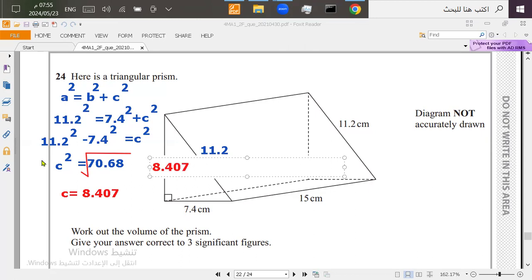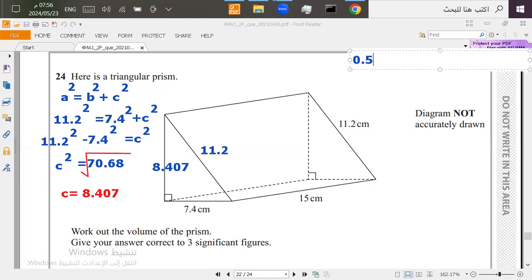Let's make it blue. It's okay. Now we found the height of the triangle. Now let's get back to the question. In the question, they need the volume of the prism. It means we're going to find the area of the triangle and then multiply it by the length. So the area of the triangle is what? It's half base times height.